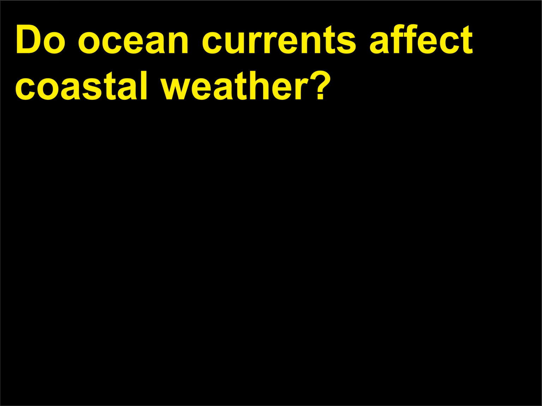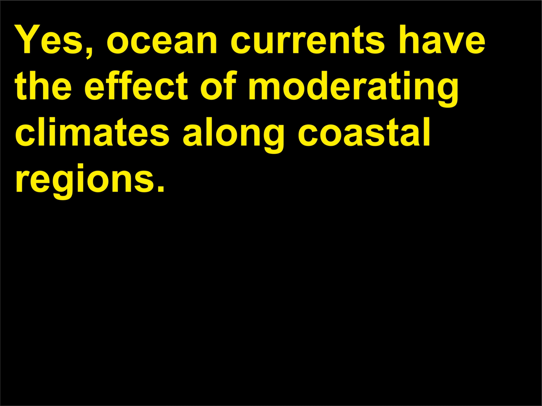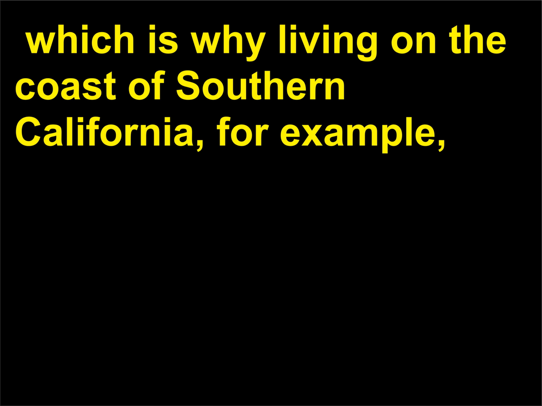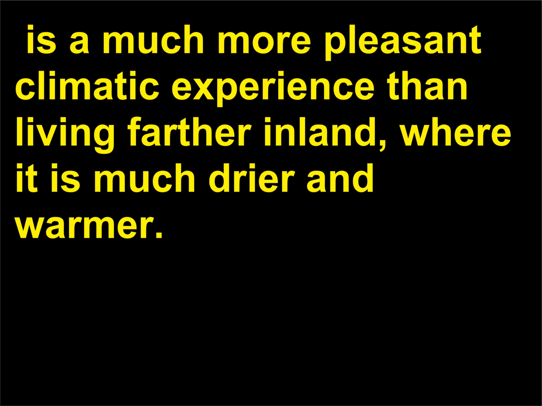Do ocean currents affect coastal weather? Yes, ocean currents have the effect of moderating climates along coastal regions. Ocean waters tend to stabilize temperatures, which is why living on the coast of Southern California, for example, is a much more pleasant climatic experience than living farther inland, where it is much drier and warmer.